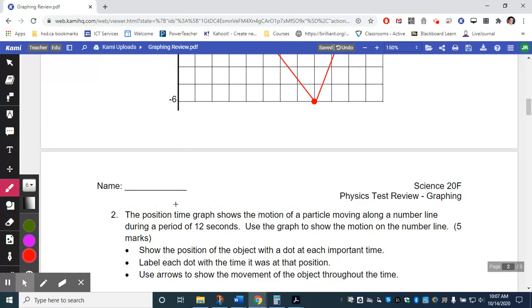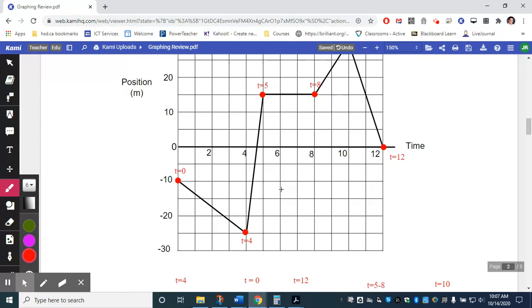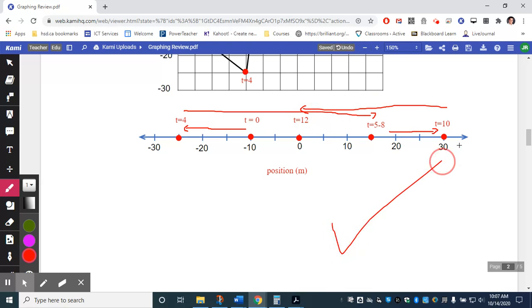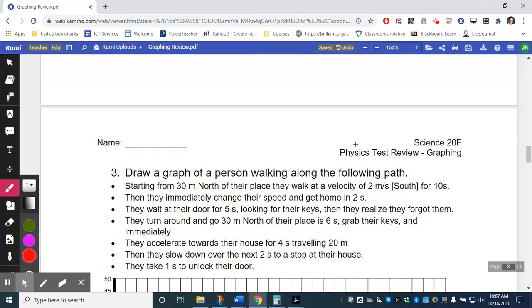There we go. Then finally, use arrows to show the movement throughout the line. So this is the number line we've got marked, just like we should. Change this size to 1. Now we're going from 0 to 4. There. From 4 over to 5 to 8. That's there. We stayed there, and then we raced over to 10, and then we shot back to the 12. So there. That question's done. Big check mark.